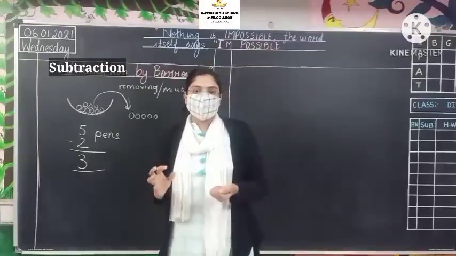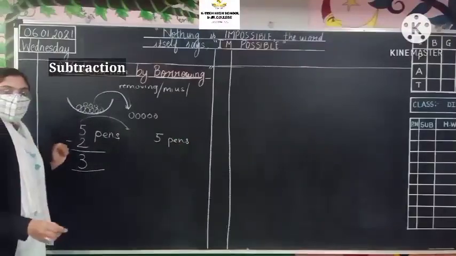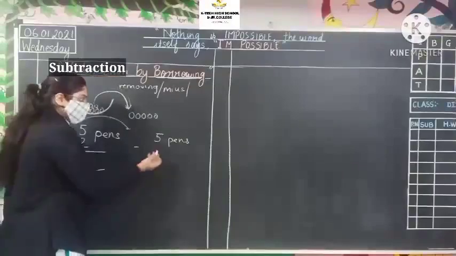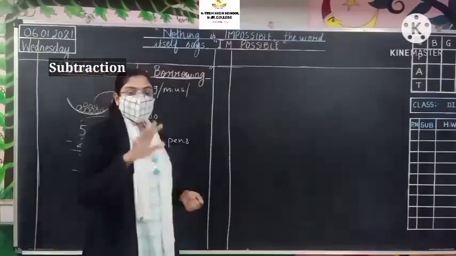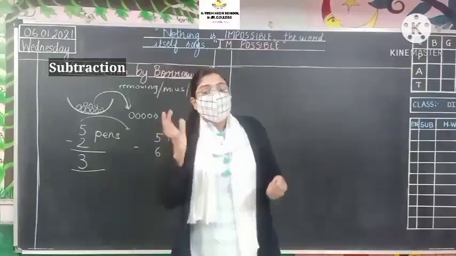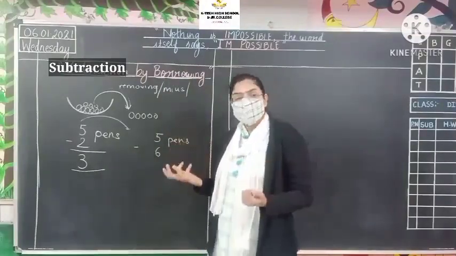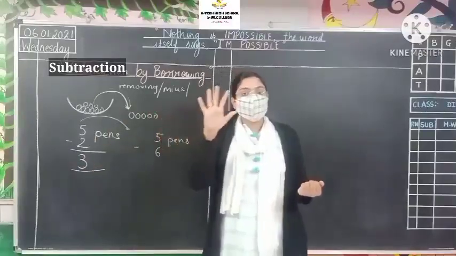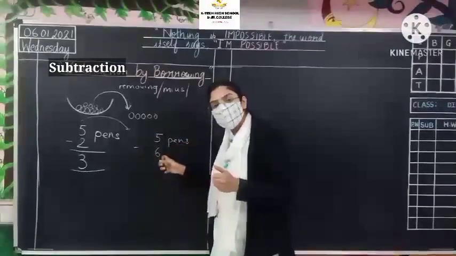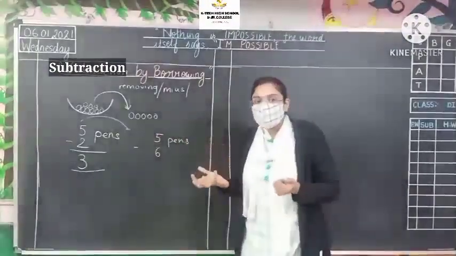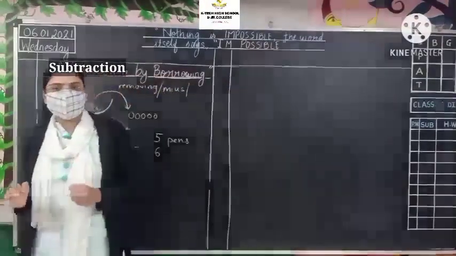Example, if you have 5 pens and you want to give 6 pens. But you have only 5 pens. How can you give 6 pens? You will not be able to give 6 pens to your friend because you have only 5 pens. You cannot minus a bigger number from a small number. How to complete this sum? We will study in today's class.